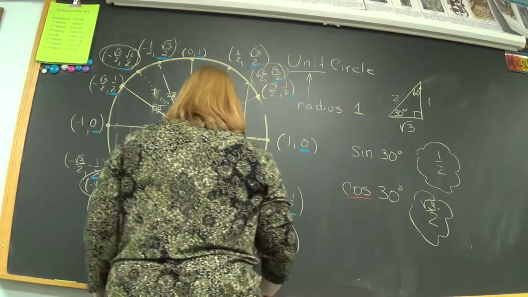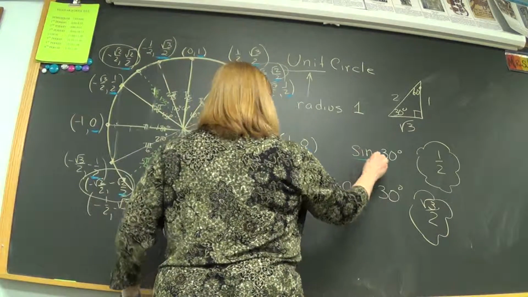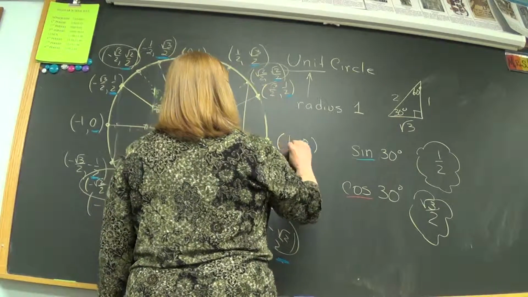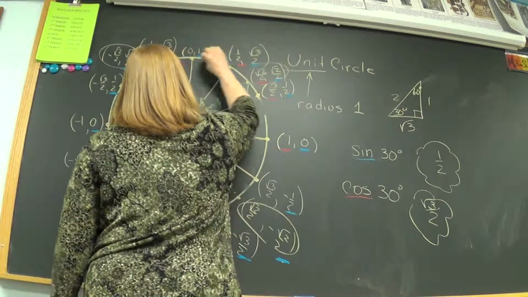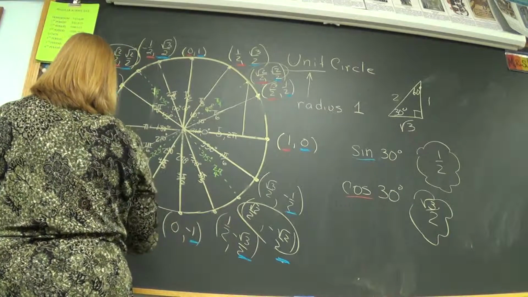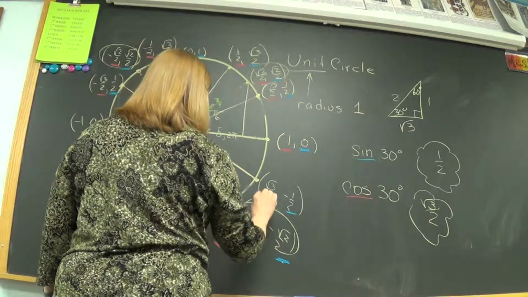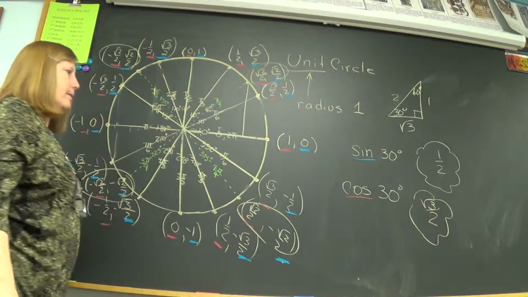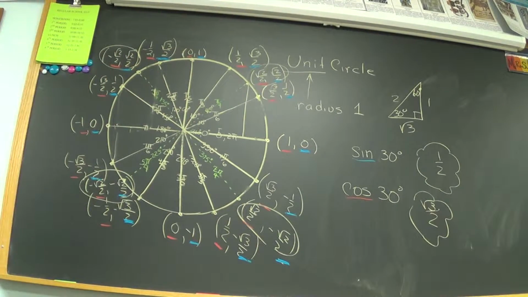Cosines in red and the sines in blue. So we're gonna go around in red, and just underline all the first coordinates. And then we'll mess with tangent.